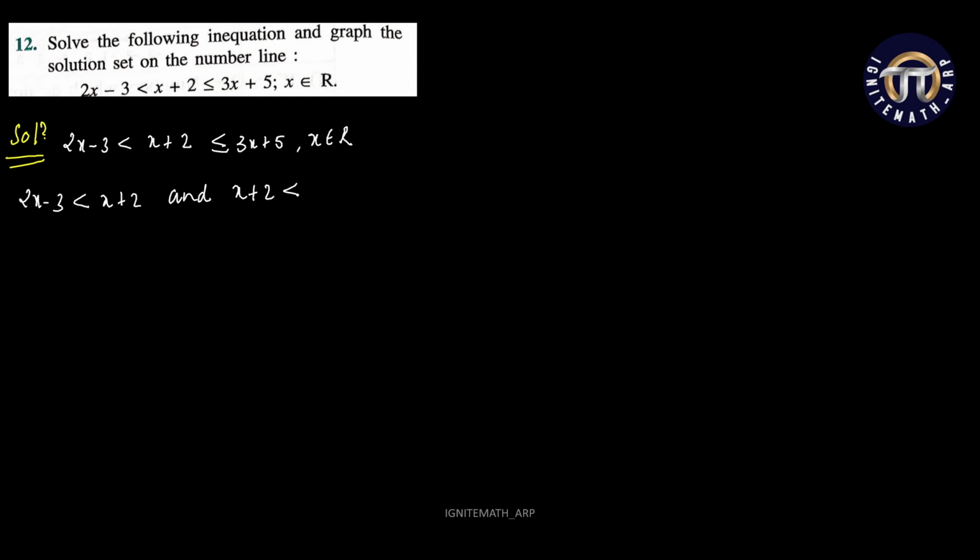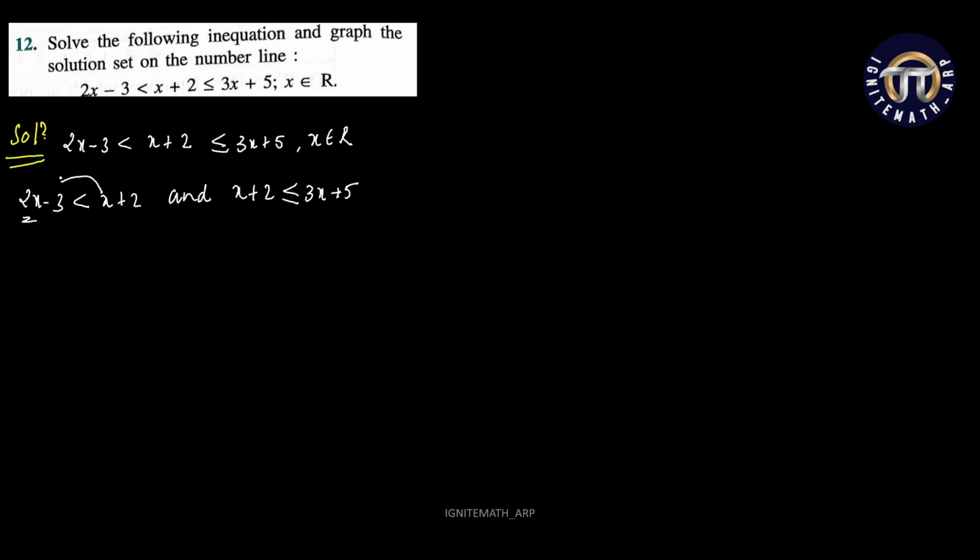Observe it carefully, children. Okay, here it is given to you. Attention. So now I'll write the inequation 2x minus 3, then x plus 2, 3x plus 5. X belongs to the set of real numbers. So I'll split this inequality into two parts. So 2x minus 3 I'll write as it is, then x plus 2 as it is, and then x plus 2 smaller than or equal to 3x plus 5. Clear? So now where is the coefficient of x bigger? Here it is bigger.